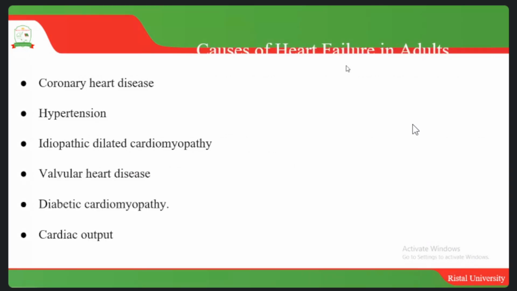Coronary heart disease, hypertension, this is basically in relation to adults. Idiopathic dilated cardiomyopathies: there are some cardiomyopathies that can occur and you may not understand what could be the cause. So that's why they say idiopathic. Idiopathic is like unknown. And then the valvular heart diseases, which I've mentioned already, failure of the valves to function normally in relation to the different chambers and the different blood vessels within the heart.